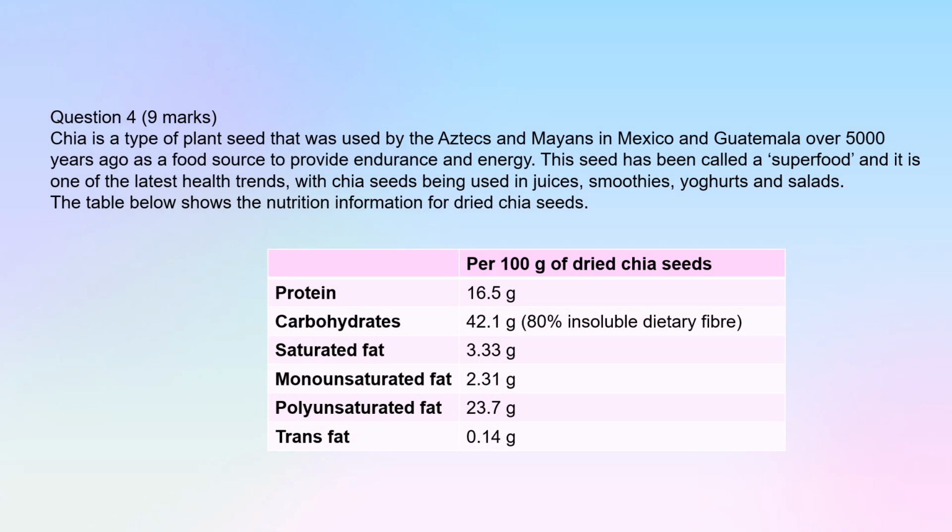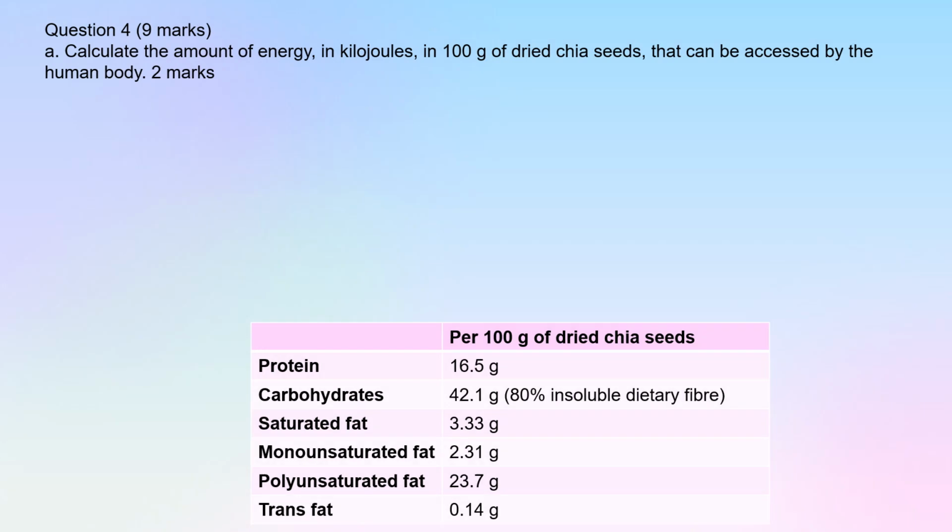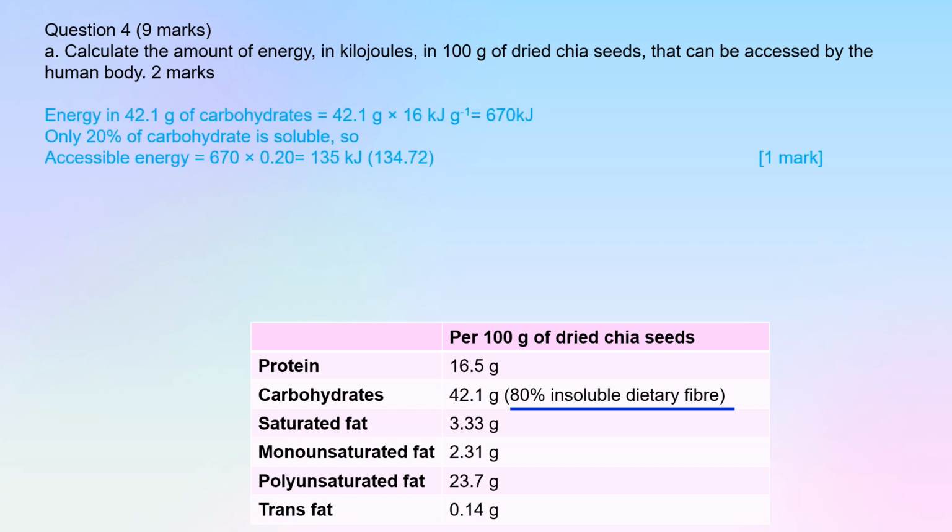This question is about the energy of chia. The ingredients of chia are listed in this table. The amount of energy that the human body can access is asked, but not total energy. Please note that 80% of carbohydrates are insoluble, which is not accessible by the human body. So, only 20% energy of carbohydrates can be used by the human body.